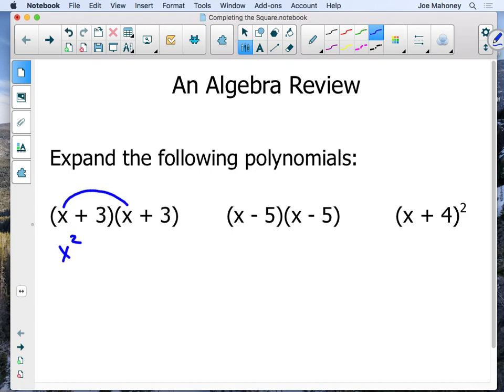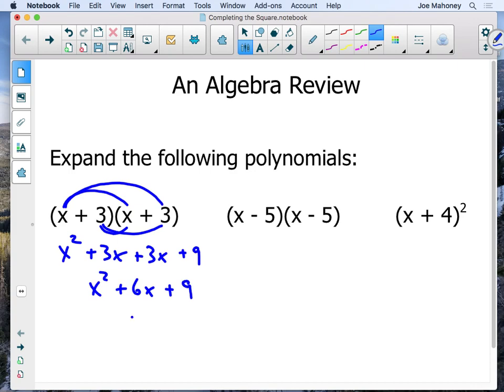X times x gives me x squared. Then I'm going to multiply those two terms and get a 3x. And notice when I multiply these two terms, I get a 3x also. Because the binomials, the things in parentheses, are the same, when I multiply them, I get two of the same terms in the middle. And lastly, 3 times 3 is 9. So that's pretty neat. When I combine these together, then I get x squared plus 6x plus 9. And notice that I got that 6 because it's 3 plus 3.